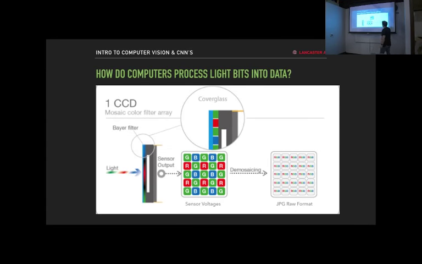So, okay, let's keep taking a look at processing the light into the data. So here's the light, here's the sensor, right? And it gets transferred. Now you have these buckets, red, green, and blue.